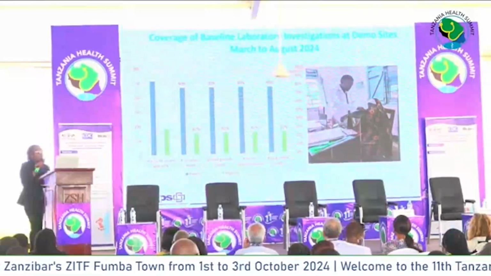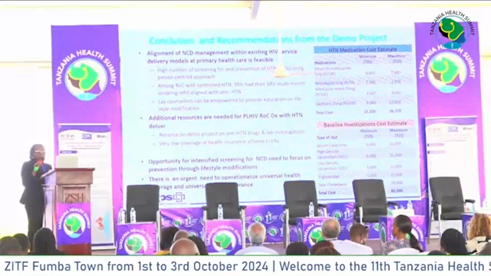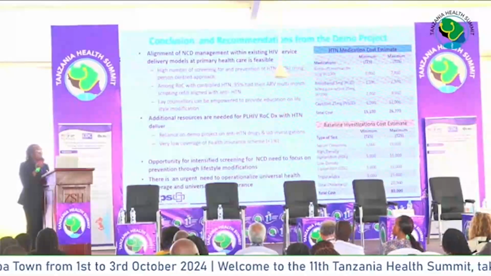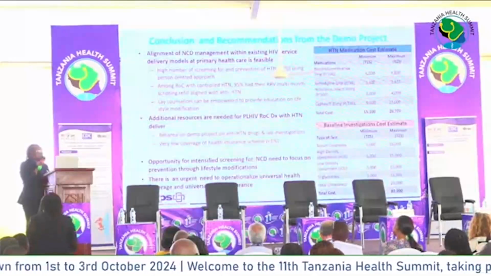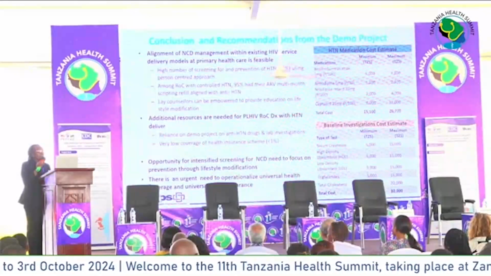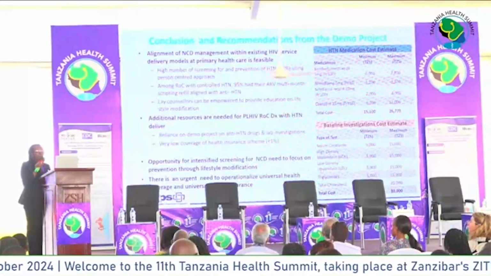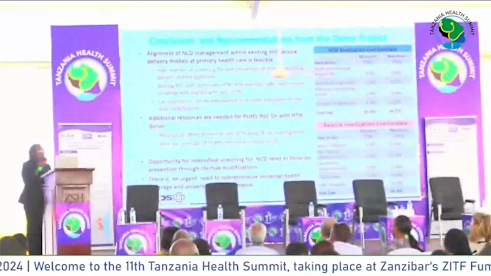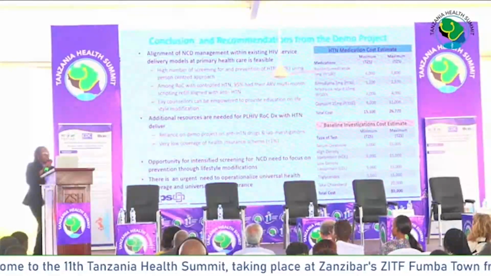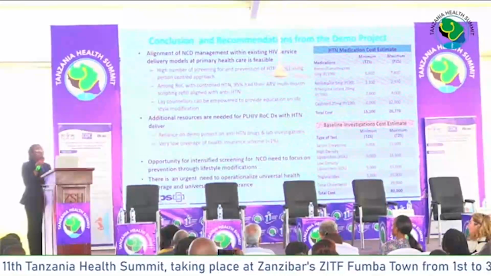Next slide. So just to conclude, and this is my last slide, we just demonstrated that it is possible to align NCD management within existing HIV service delivery models at primary healthcare facilities. And we also realize that you need additional resources to provide the antihypertensives. You can see the cost of antihypertensives ranges between 15,000 and almost 30,000. But we can rely also on other resources to fund the antihypertensives. The only problem is we have a very low coverage of health insurance schemes. This is less than 1%.